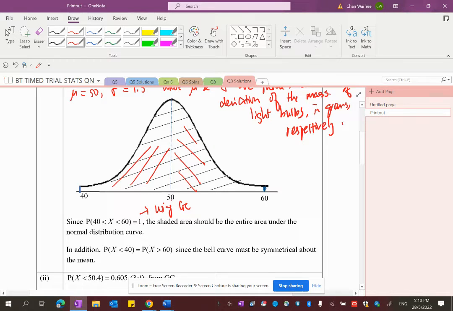And moreover, not only that, this part and this part will also be symmetrical. So when you draw the bell curve, not only these two regions, let's say I call them A and B, must be of equal area, but also the unshaded regions must also be the same.